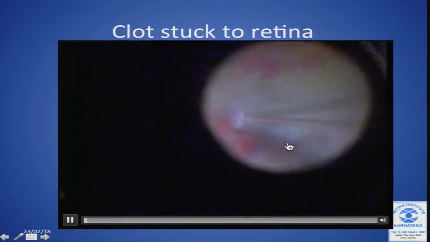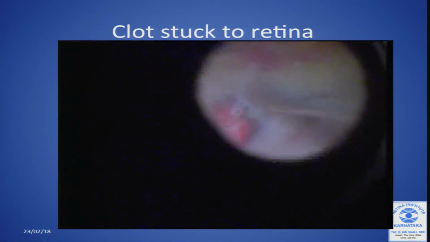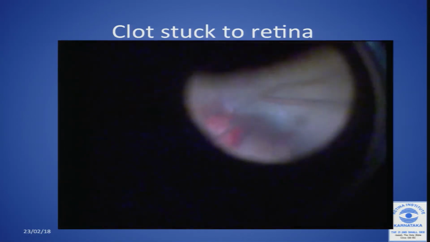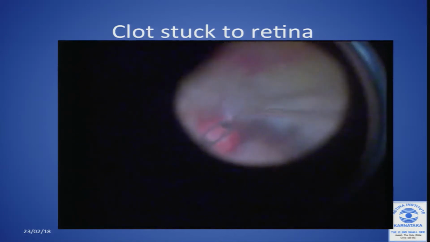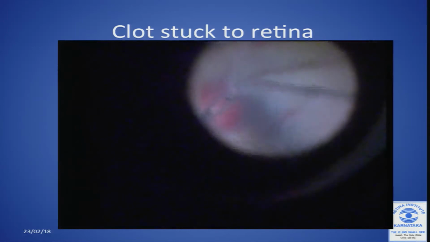So this ended up being a TRD surgery. The last video, actually, is a patient who had clots stuck to the retina. This happened intraoperatively. Sometimes these clots are so stuck to the retina, and as Kumar was mentioning, removal of these clots becomes another surgery by itself.